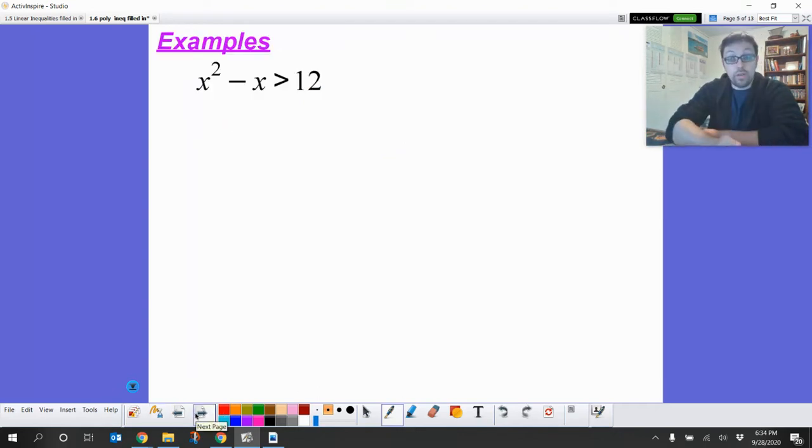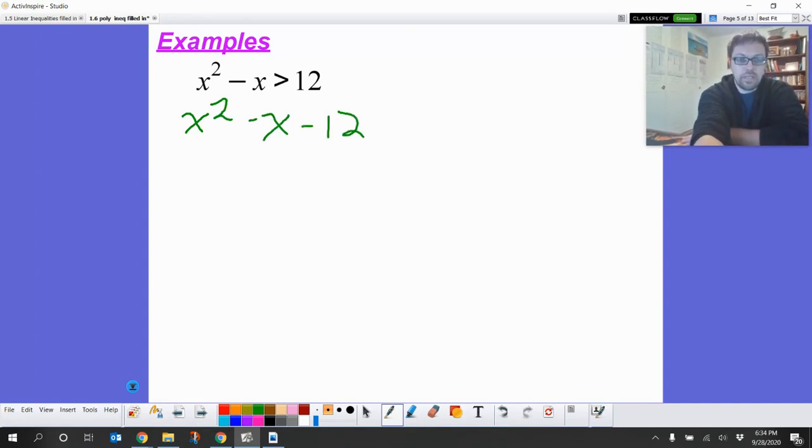So here is our problem. We want to first get this thing equal to 0, so that's what it's talking about by getting it into standard form. So x squared minus x minus 12 is greater than 0. And we want to factor this polynomial. So we get x minus 4 and x plus 3.